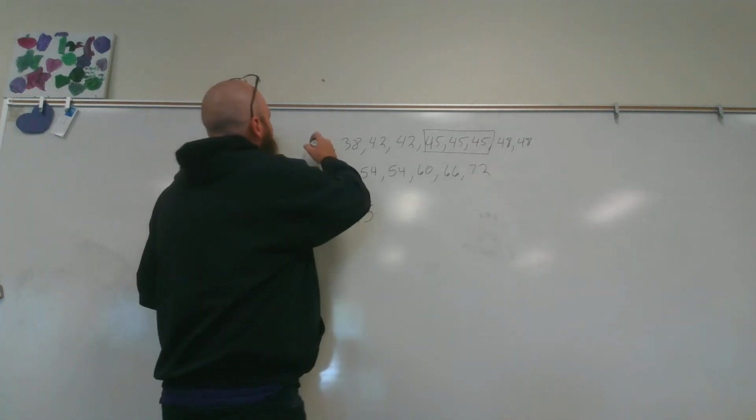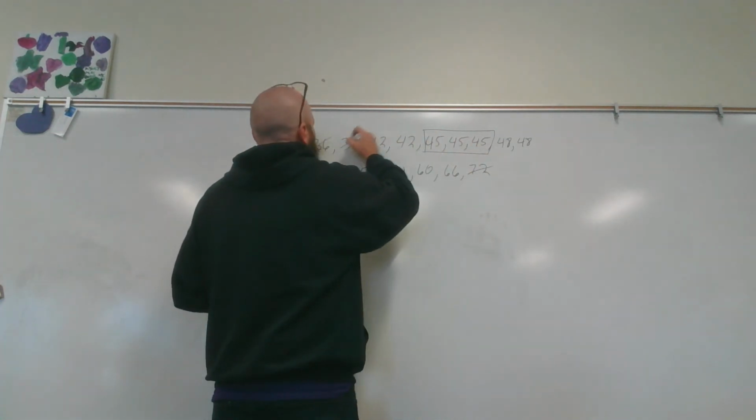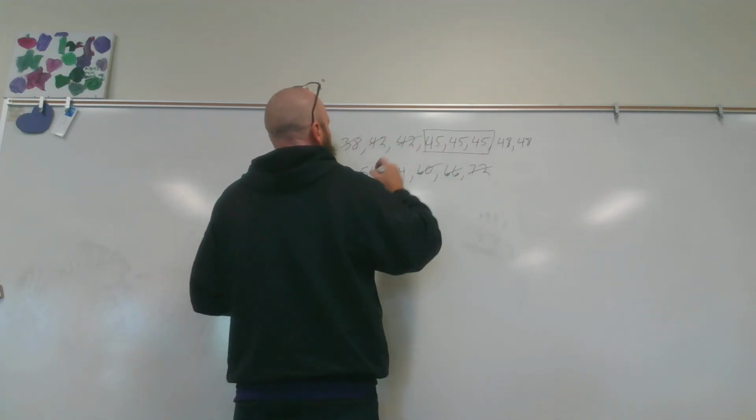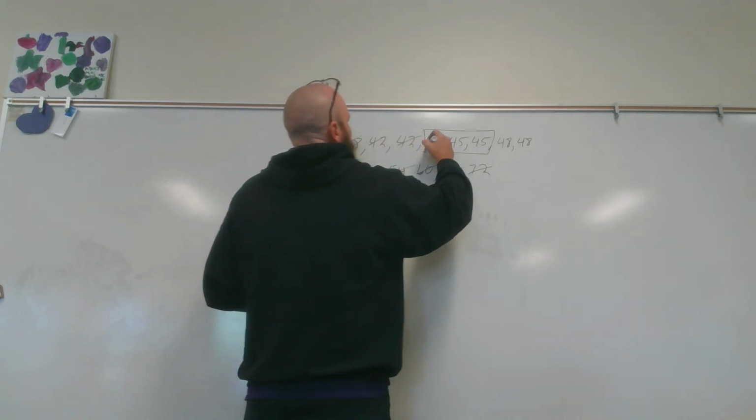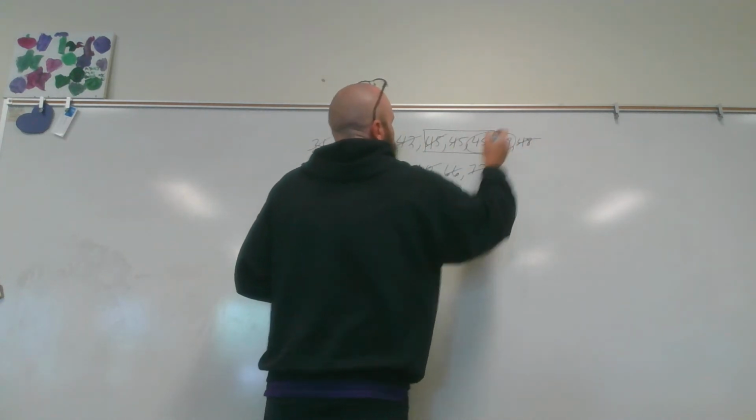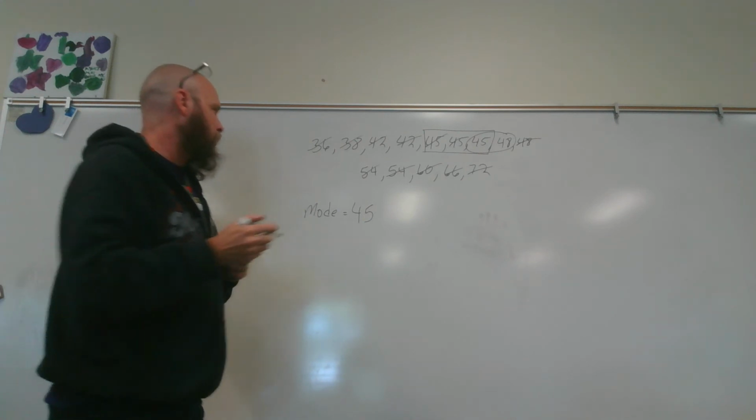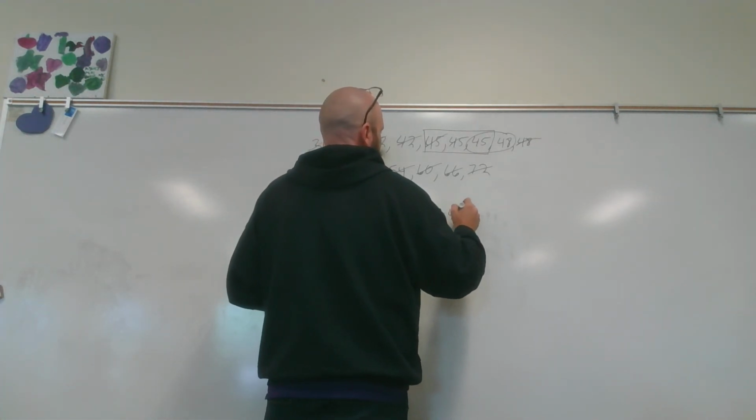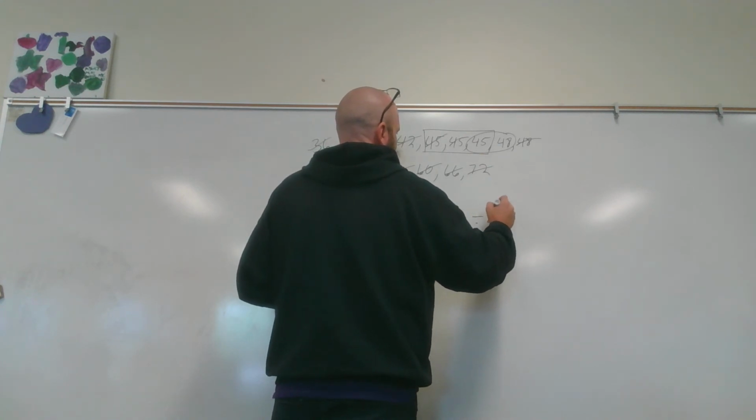The median. Start crossing off. I start crossing this way. You start crossing that way. We meet in the middle. Our 2 numbers in the middle are 45 and 48. So we're going to have 45 plus 48 divided by 2.